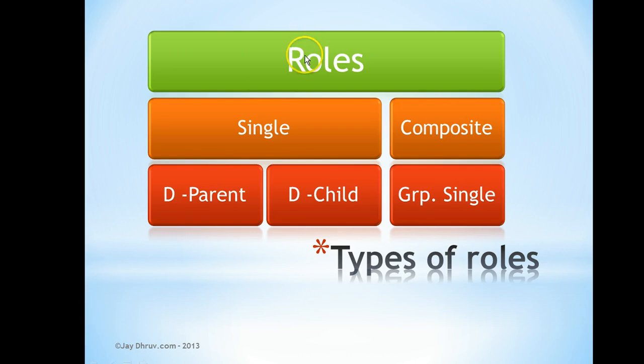There are roles. Roles are bifurcated into composite roles and single roles. Single roles can again be parent and child role, which are called derived roles. So there are three kinds of roles: composite role, single role, and derived roles.